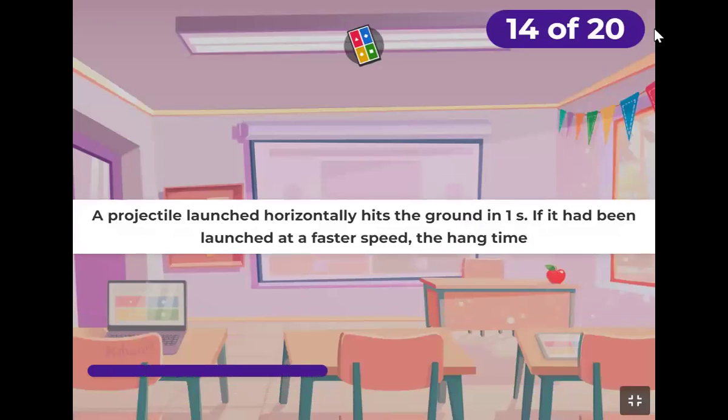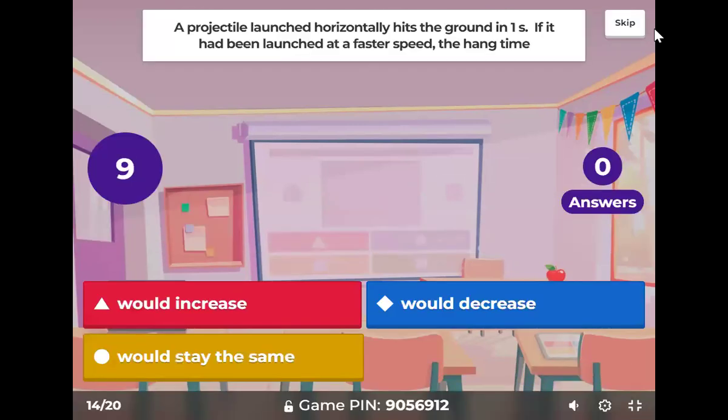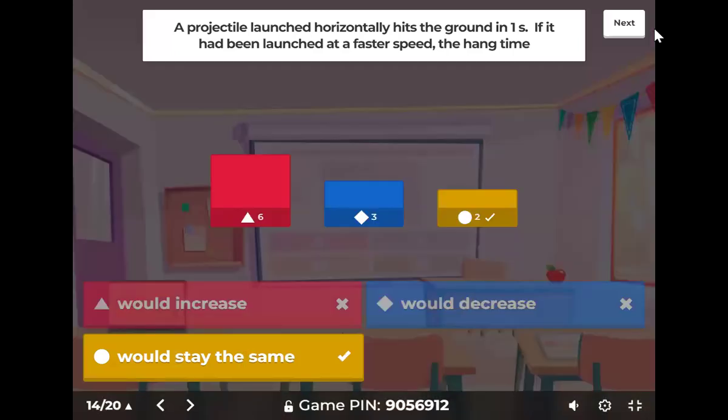Projectile launched horizontally, hits the ground in 1 second. What if it had been launched at a faster speed? Now what's the hang time? Ooh, should stay the same. Here, draw this out too.